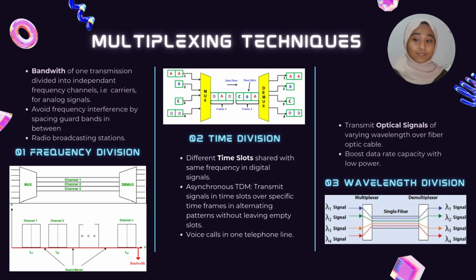And lastly is wavelength division multiplexing, by transmitting optical signals of various wavelengths over a single fiber optic to boost the fiber's capacity for higher data rates than TDM with lower power consumption.